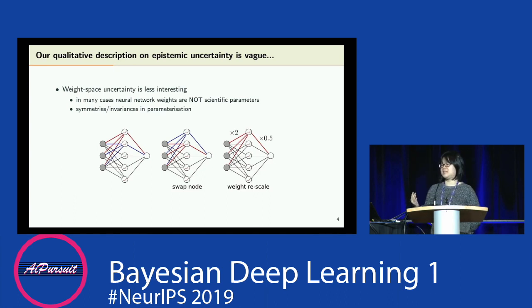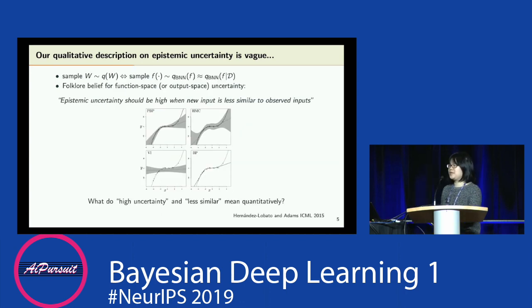And the second reason is, neural networks have a lot of redundancies, in the sense that they have a lot of symmetries. I'll show you some examples here: by swapping the nodes or making the weights scale up and scale down in the next layer, essentially you are parameterizing the same function. Okay, so this basically means if your approximate posterior is capturing these kinds of symmetries, then in function space you're still getting pretty much the same function outputs, which is less interesting.